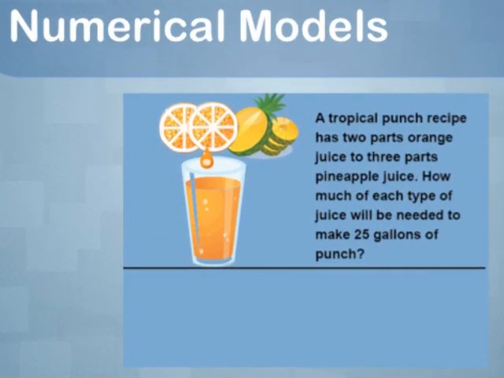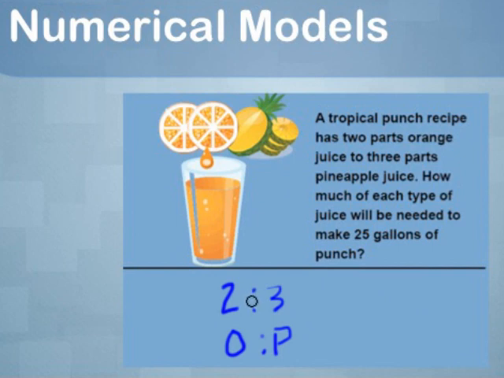A tropical punch recipe has 2 parts orange juice and 3 parts pineapple juice. How much of each type of juice will be needed to make 25 gallons of punch? The ratio of orange juice to pineapple juice is 2 to 3. We need to find out how much of each juice is needed to make 25 gallons of punch.